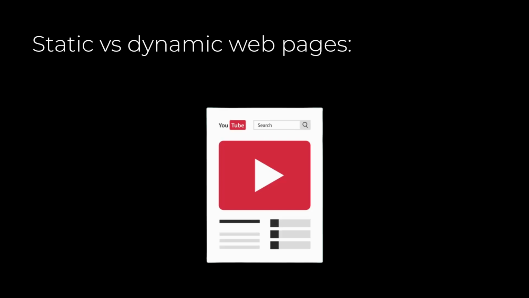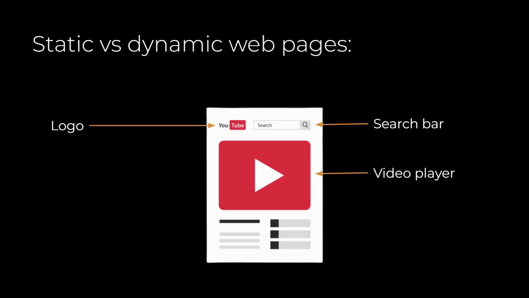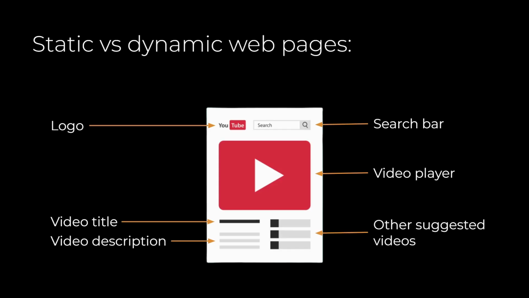Let's consider YouTube as an example. When we watch a video on YouTube, you can notice a few things are common on the website. Logo and search bar on the top, video player where we play the video, title and description, and on the right we can see other suggested videos. The exact same template is used on millions of videos on YouTube.